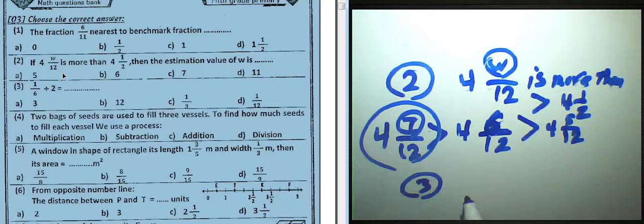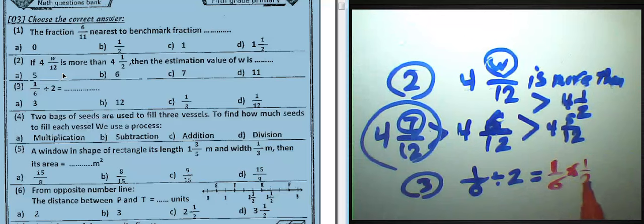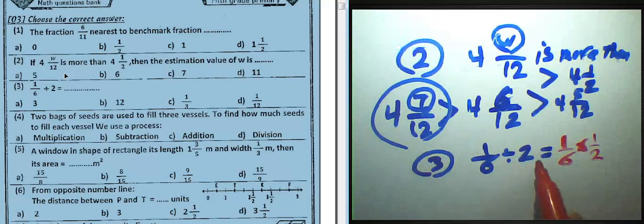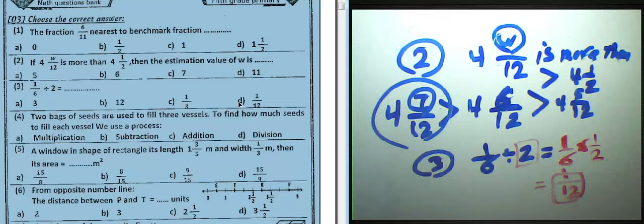Question number 3. 1 over 6 divided by 2. We can find the result of this example by converting from division to multiplication. Write 1 over 6 multiplied by 1 over 2. Convert division to multiplication and write the inverse of the second number. So the result will be 1 times 1 equals 1 and 2 times 6 equals 12. Then the result will be 1 over 12. Question number 3, 1 over 12, letter D.